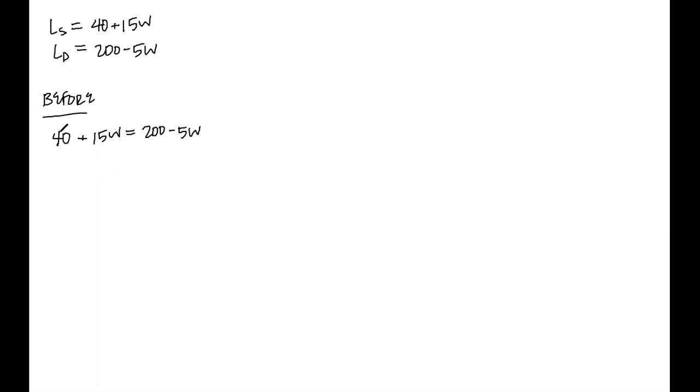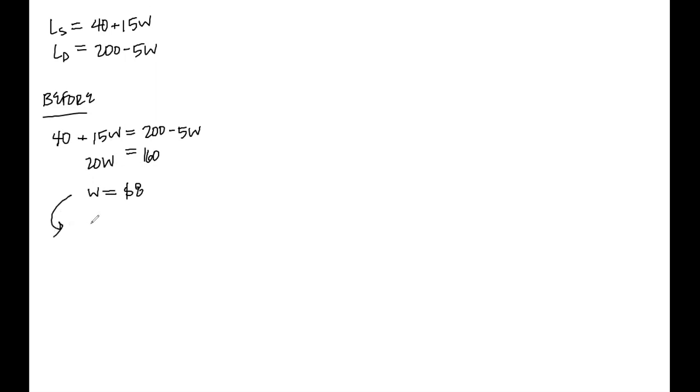So we can subtract 40 from both sides to get 160 on the right, and then add 5W to both sides to get 20W on the left. Then dividing both sides by 20, we get an isolated variable of W of $8. So the equilibrium wage before the tax is going to be $8.